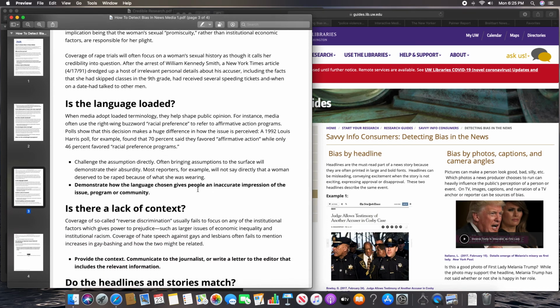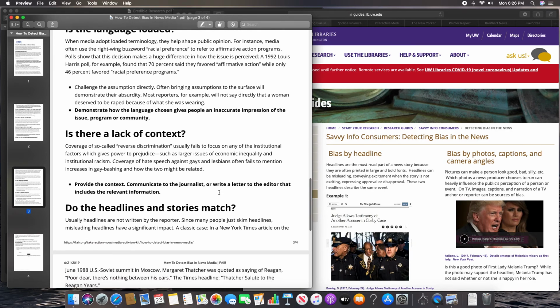Loaded language is what I was talking about before. Look at the actual adjectives. Look at the way in which they're talking about a diverse group of people or the lack of diversity. How does the language chosen give people an inaccurate impression of the issue, program, or community? What kind of picture is it creating? This is not a movie. We don't want to be entertained. We just want information from our news. So the less entertainment there is, the better.